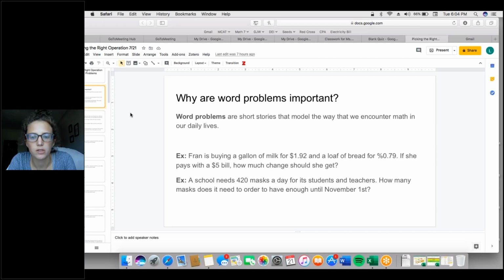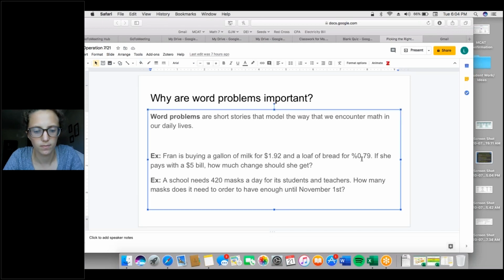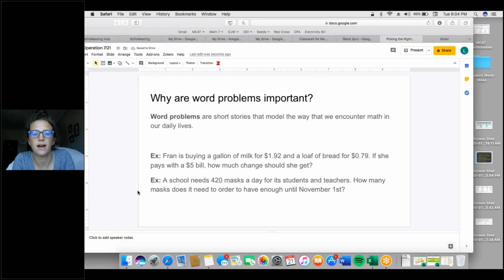So here are two examples. The first one says Fran is buying a gallon of milk for $1.92 and a loaf of bread for 79 cents. If she pays with a $5 bill, how much change should she get? So that's a word problem that we would see in real life if you were going to the store and checking out.